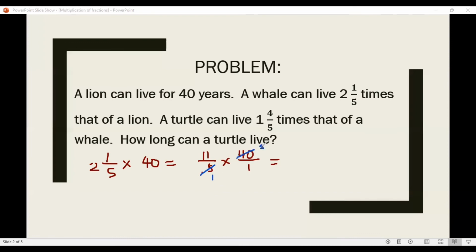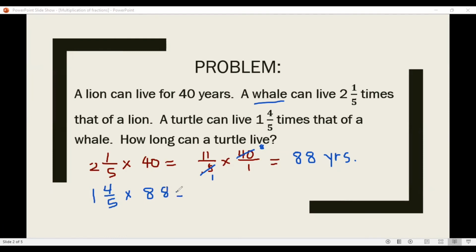So in here, the answer that we will be getting is 11 times 8 over 1. So that is 88. Oh, wow. So that means a whale can live 88 years. So this is the number of years that a whale can live. Okay, and a turtle can live 1 4/5 times that of a whale. That means to say we are now getting 1 4/5, and this time we need to multiply this by 88.